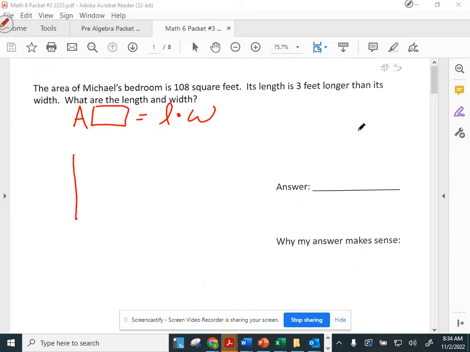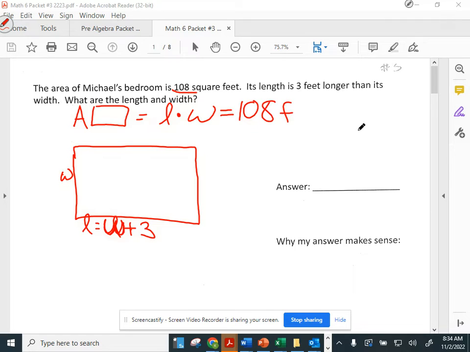And we know that his bedroom's length is 3 feet longer than the width. So the length equals the width plus 3 more feet. Whatever number we come up with for the width, it's going to be 3 more for the length. So we need to think that length times the width is 108 square feet, or feet squared.